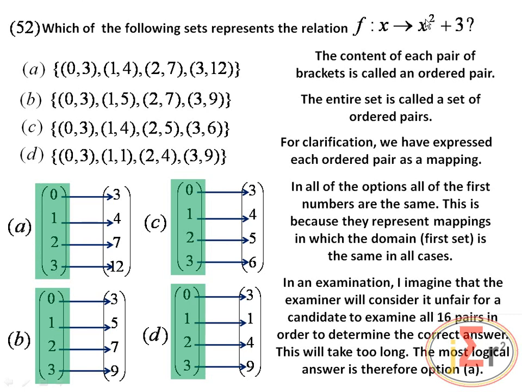0 squared plus 3 is equal to 3. 1 squared is 1, plus 3 is equal to 4. 2 squared is 4, plus 3 is equal to 7, and so on. And as soon as that is done, then the candidate will not need to check the others. So maybe the examiners are being considerate, and option A may be the one to demonstrate how considerate they are. So let us say option A is correct, and if it's not, then we will see on the next slide.